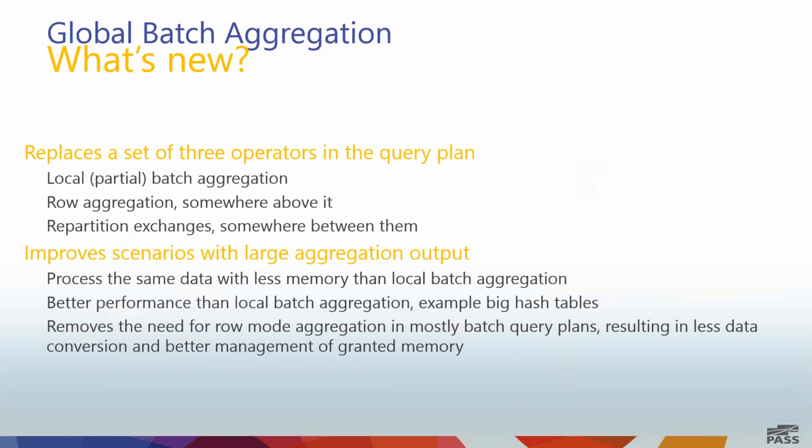So global batch aggregation, a little bit more about that. At the end of the day, what it basically does is it processes the same amount of data with less memory and improves performance as you're doing the batch aggregations, especially with big hash tables. For this group of people, it's probably just good to know that if you can get batch aggregation with your column store indexes, it's going to improve your performance significantly.